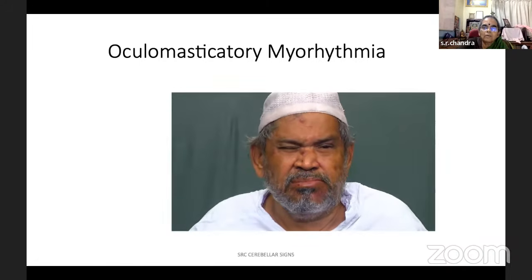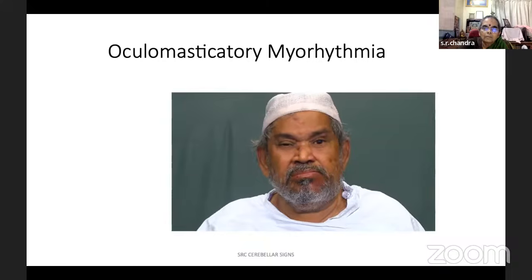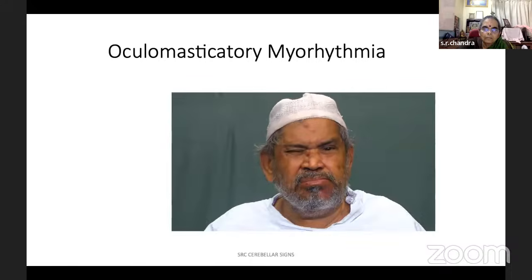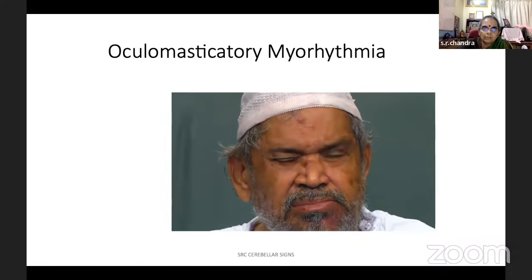Oculomasticatory myorhythmia. This is very classical of Whipple's disease.